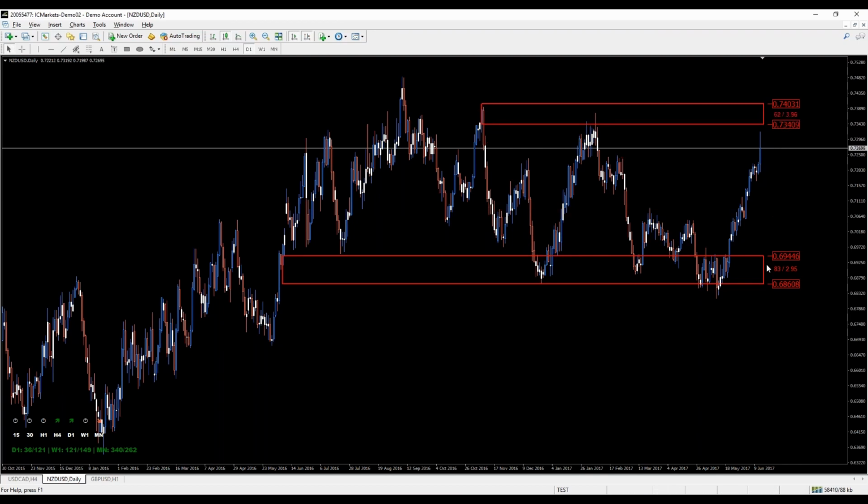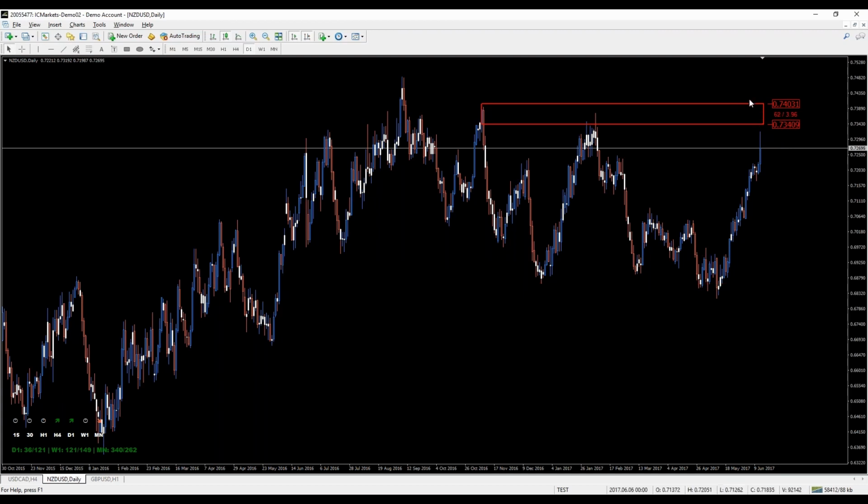So assuming for a second that price cuts through this supply, what does that mean? Well, that means that we have demand here that's strong enough to consume liquidity on the opposing side of the market. And so assuming that tomorrow price cuts through that, then we would move the rectangle down here, and it would look like that. And then we would trade 72.20 with a 50 pip stop in anticipation that price will react and move higher. So that's what accumulation is.